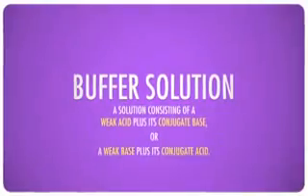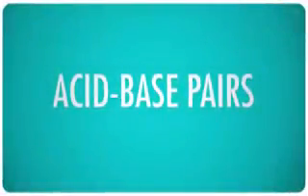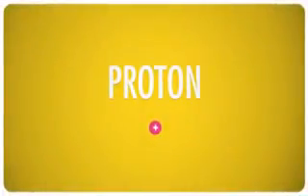A buffer solution is a mixture of a weak acid plus its conjugate base, or a weak base plus its conjugate acid. These are called acid-base pairs. Weak, in reference to acids and bases, means that they only partially dissociate. It's actually their weakness that makes them great buffers. Since they don't fully dissociate in water, the undissociated buffer can act as either a source or a sink for protons, which helps neutralize a strong acid or base that's added to the solution.